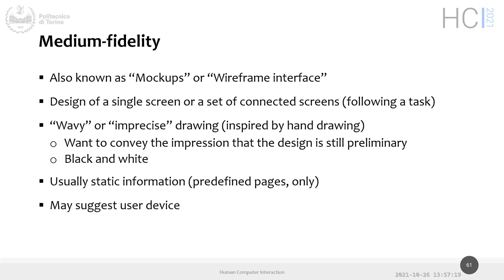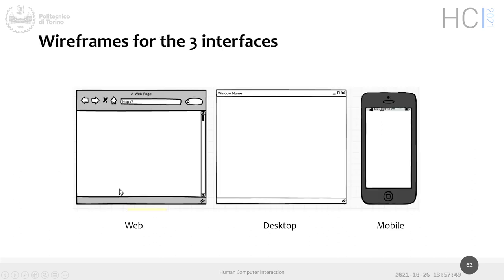Because it looks like you just have an interface drawn with wires to build the system, but the system is not there, you only have the wires putting them together. Again, we are trying to use wavy drawing to give the user the impression that this is still a work in progress, like we did with the paper prototype. And of course, most of these mockups are static, so we are just showing screens of the interface.